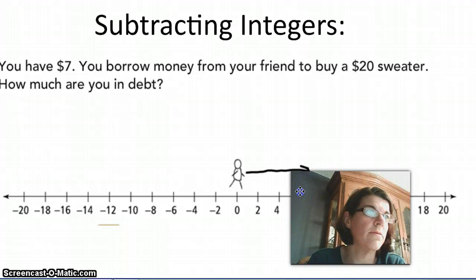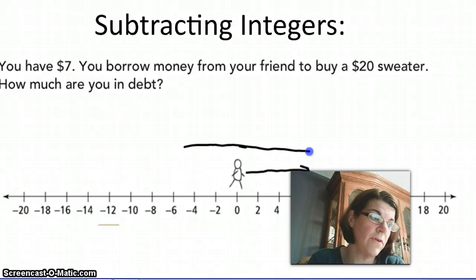And we're going to buy a $20 sweater. So that means we are going to turn around and we're going to move backwards the 7 places that we moved forward, and we're going to have to move another 13 down to negative 13 here.